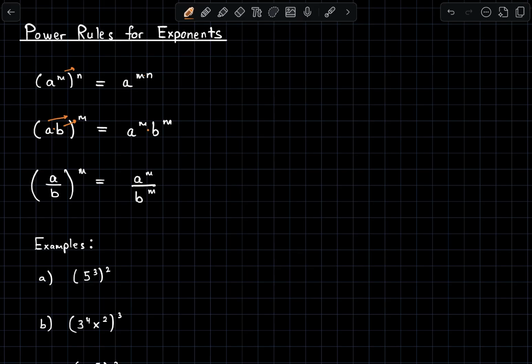Same thing would be true if we have a fraction inside this parentheses. This fraction, remember, means a division. This is a divided by b. If we were going to raise that whole term to the m power, well, that a is going to get raised to the m power, and so is that b. But we're going to preserve that relationship between the two of them. That operation that was there to begin with, we're going to keep it. That's that division bar. So this becomes a to the m over b to the m.